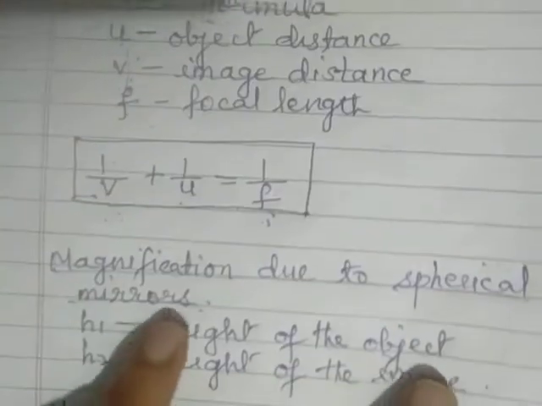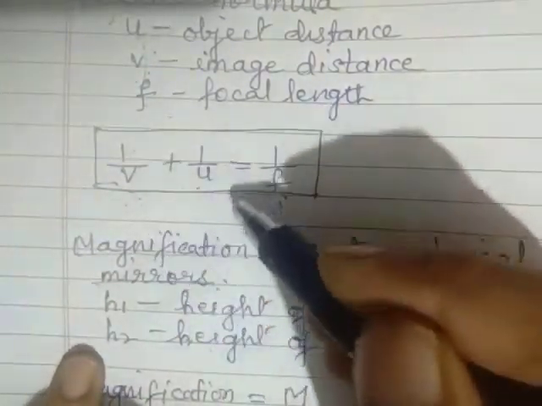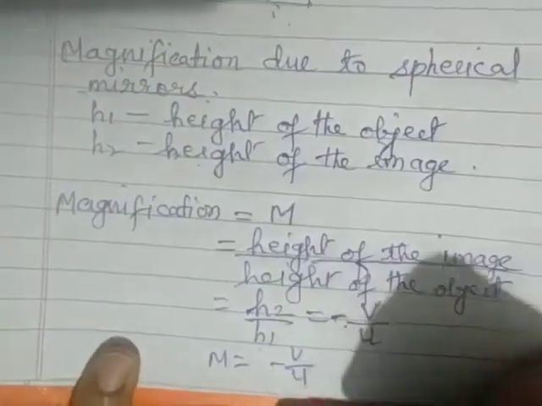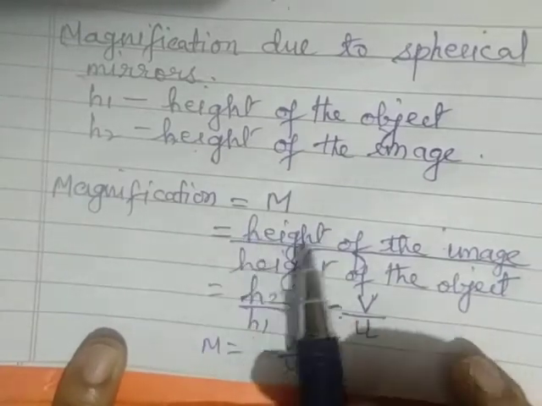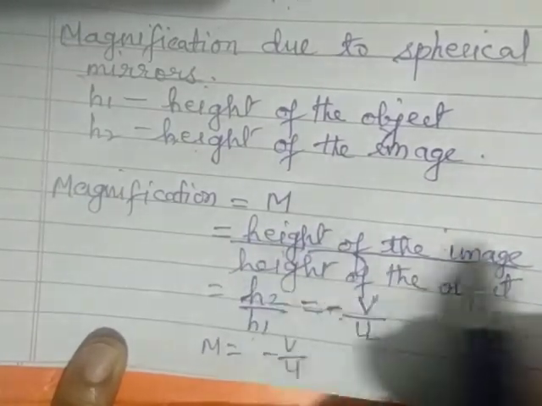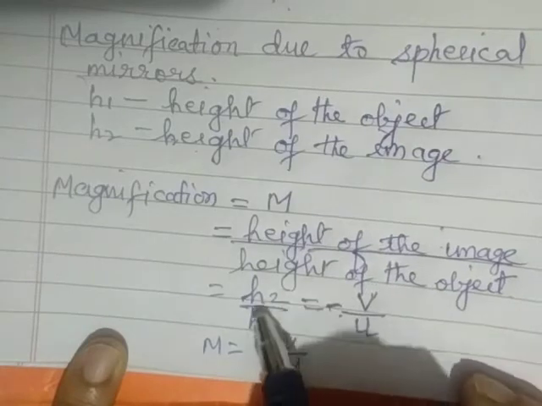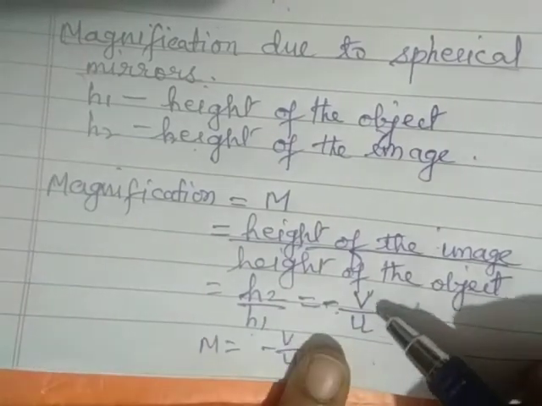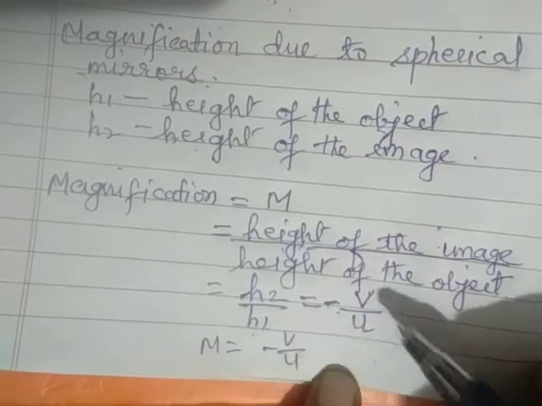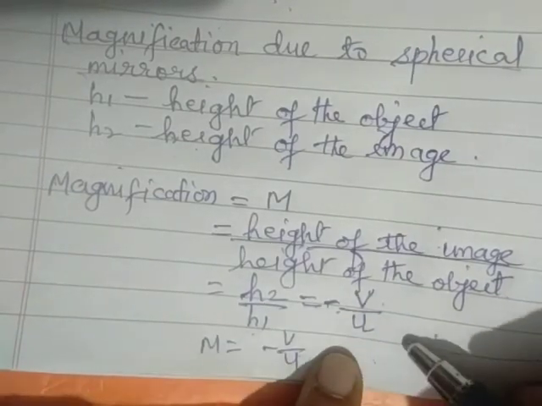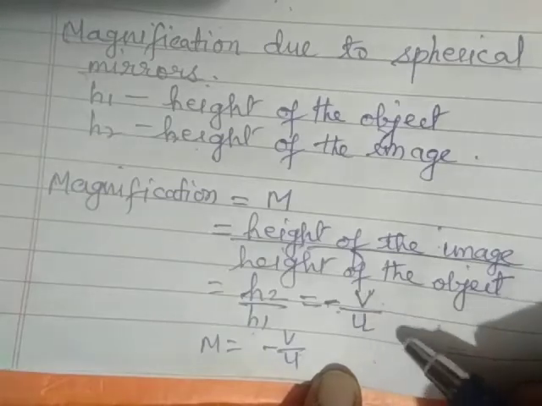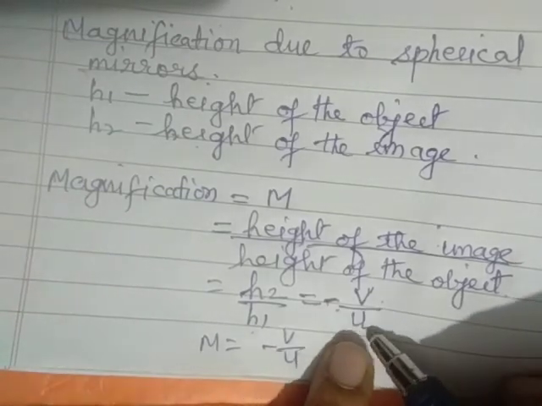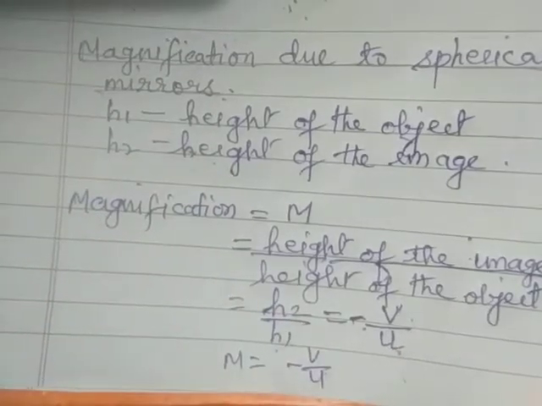Remember, the mirror formula again is 1 upon V plus 1 upon U is equal to 1 upon F. Whereas the magnification formula we have is the ratio of the height of the image to the height of the object, that is H2 upon H1. And since H2 corresponds to the image, V, and H1 corresponds to the object, U, it is minus V upon U, and the minus sign indicates that the object is always placed on the left hand side.